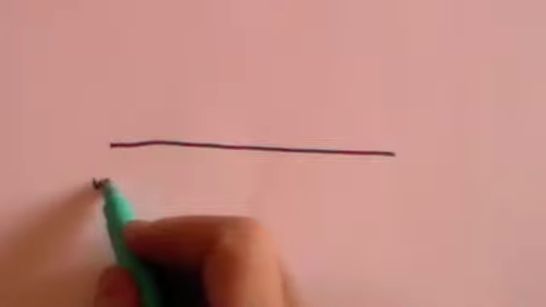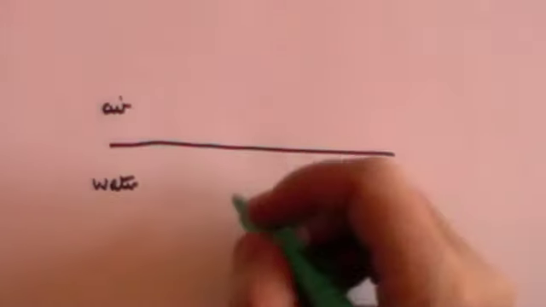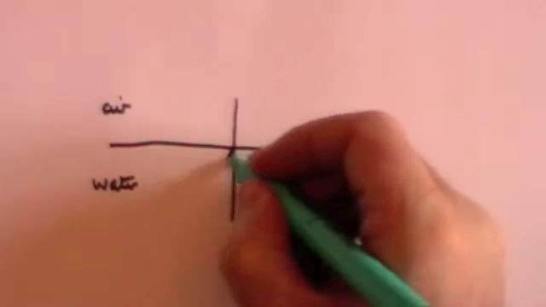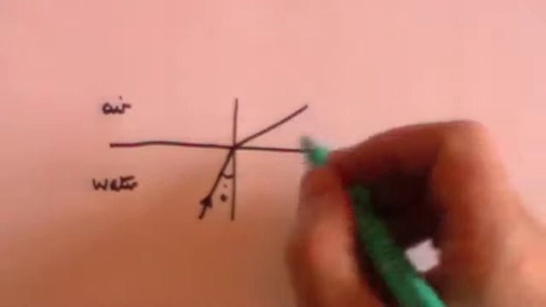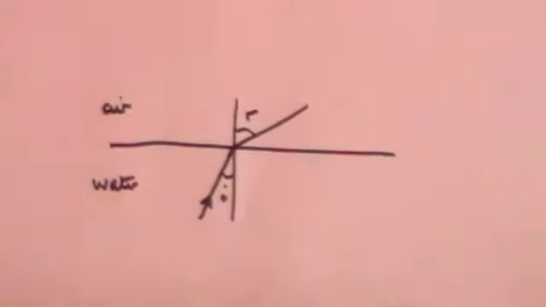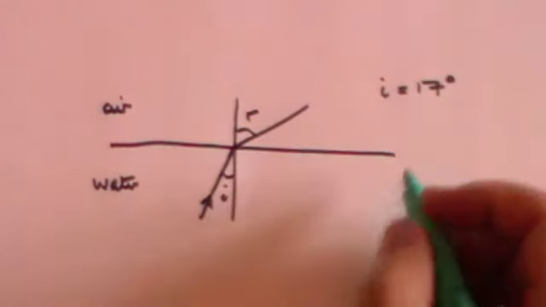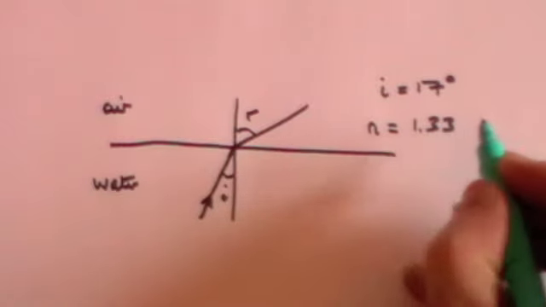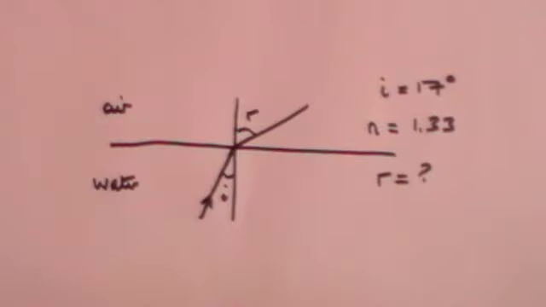Here's another exam question. This time we're going to have light travelling from water into air, so it's going from more dense to less dense, which means that it will bend away from the normal. So here is the angle of incidence, here's my light ray, and it will bend away so that the angle of refraction is greater. I can tell you that the angle of incidence is 17 degrees, and I can tell you that the refractive index of water is 1.33. What I want to know is, what is the angle of refraction?